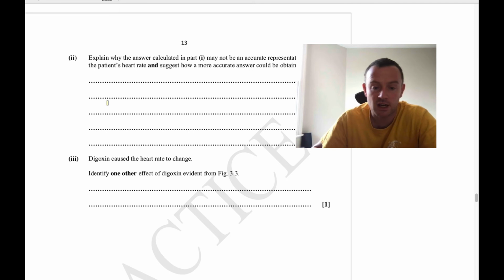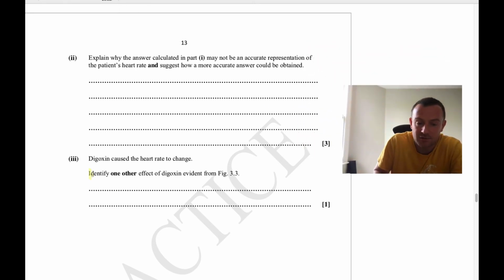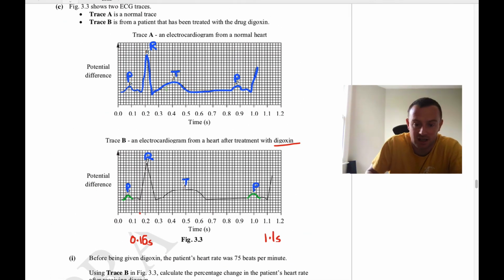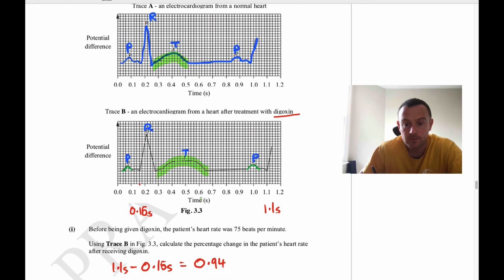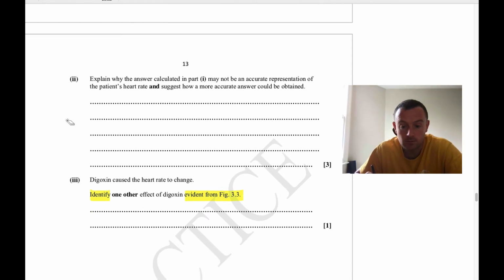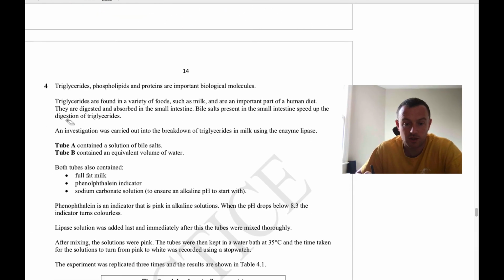Digoxin causes the heart rate to change. And here we go, we have again this word identify: one other effect of digoxin evident from figure 13. So that means we have to see something on the figure and talk about it. So let's go up. What can we identify? The clearest thing is that this T wave here is longer than the T wave here. So a longer T wave would be the best answer. Mark scheme: longer T wave, or you could have also said broader R wave. Okay, longer T wave or broader R wave. Okay, moving on to the next question.